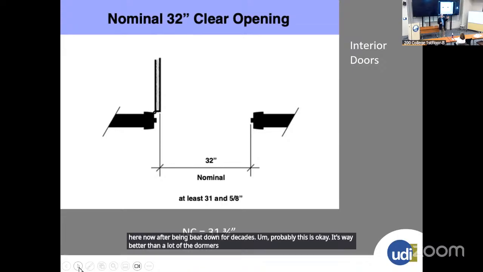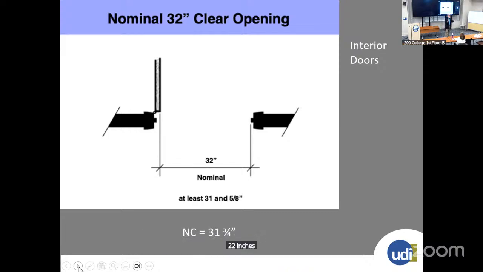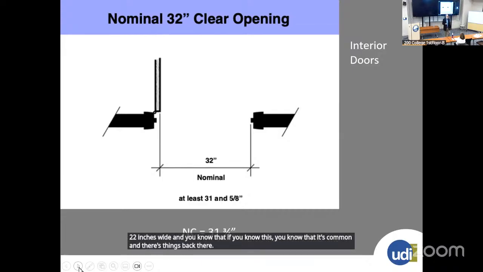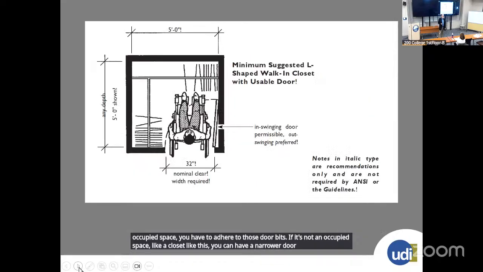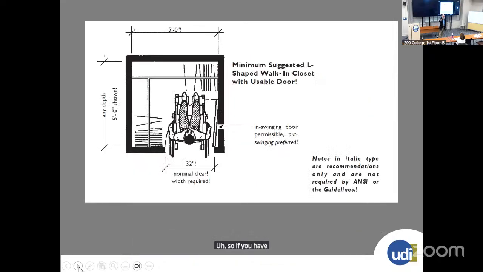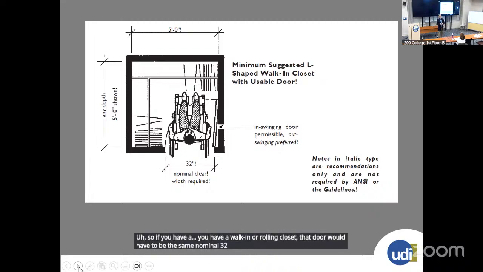I was in a friend's house last night, and the door into their guest bathroom was 22 inches wide. If you know this, you know that it's common. So 32 is way better than that. But anyway, know about that. In terms of interiors and door width, if it's an occupied space, you have to adhere to those door widths. If it's not an occupied space, like a closet like this, you can have a narrower door. But if you have a walk-in or roll-in closet, that door would have to be the same nominal 32 inches wide.